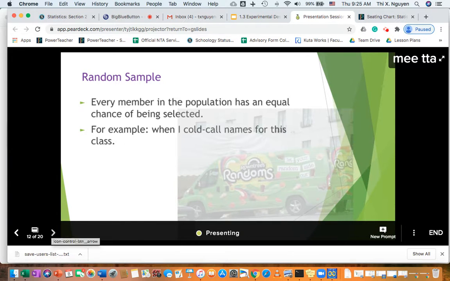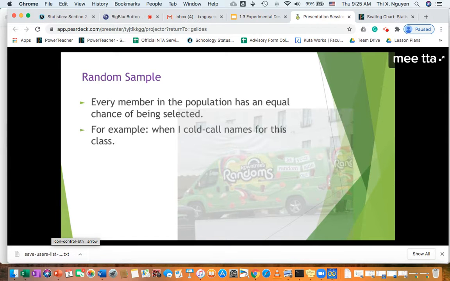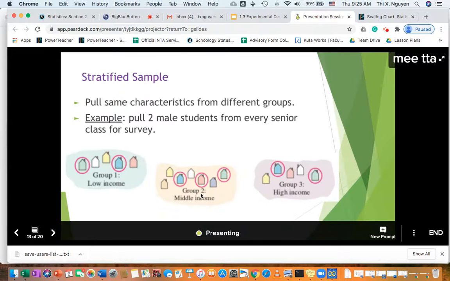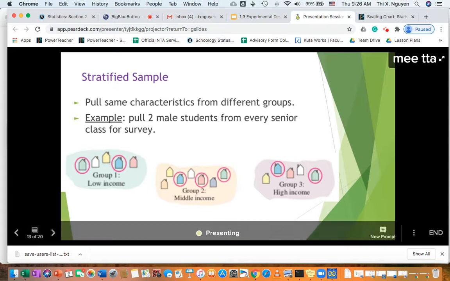I go to the mall and I'm just like, okay, anyone passing by me, I will ask a question. I would go to Macy's. I would ask anyone in that store, or I can go to Kohl's. Anyone in that department store, I can ask questions. So that's random. Okay, stratify. This one is a little bit harder, and I have a diagram.